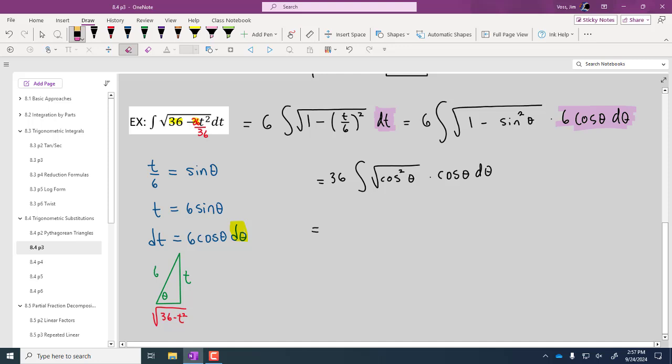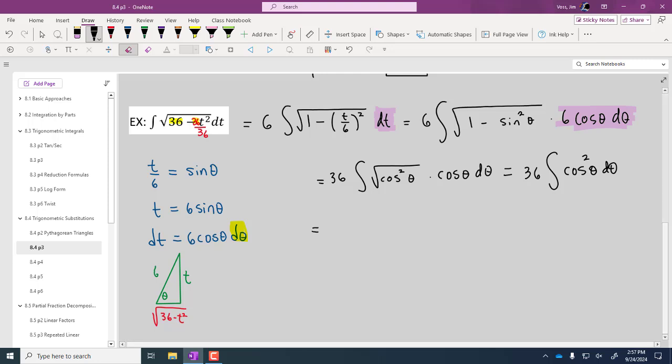So we're going to take the square root of cosine squared. We're going to assume that everything is cordial. So the square root of cosine squared is cosine. So that's going to give us 36 cosine squared integral. And then we have to power reduce it.